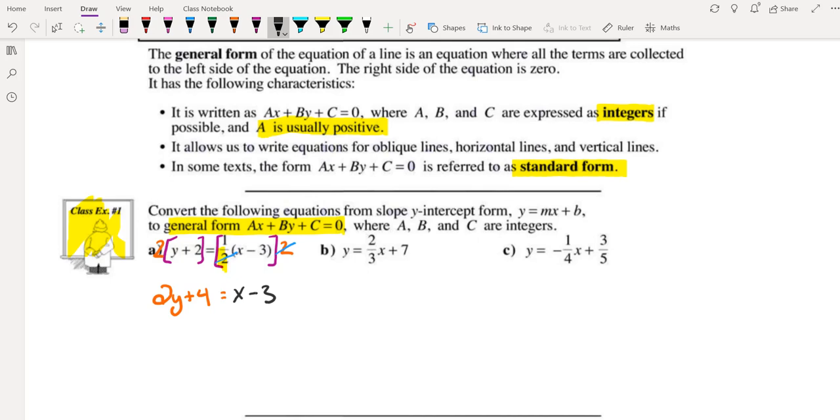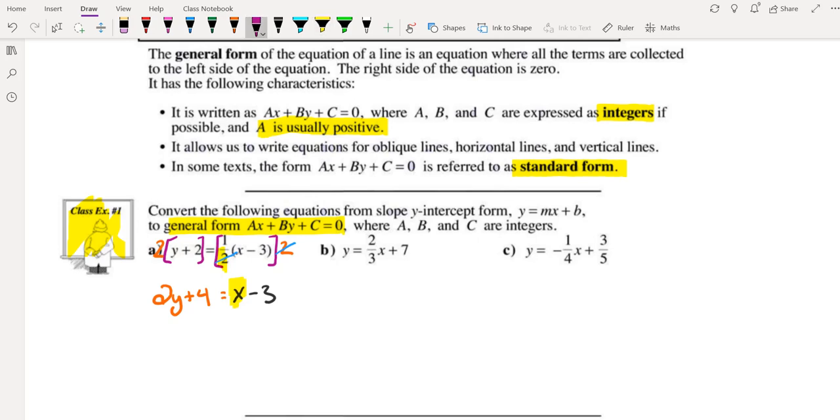Now we simply need to move everything to one side and have it equal to 0. We can choose to move everything to the left side or everything to the right side of the equation. Now we want x to be positive. So x is currently positive where it's sitting, so we'll move everything from the left-hand side to the right-hand side. If x was negative, we'd move everything the other way in order to make x positive.